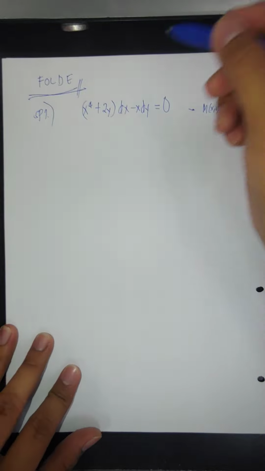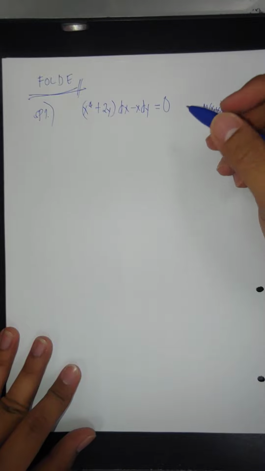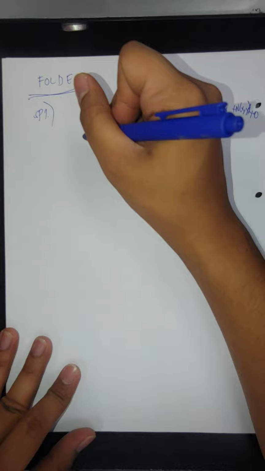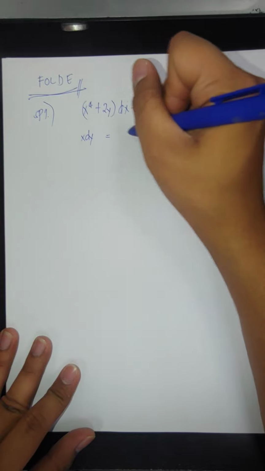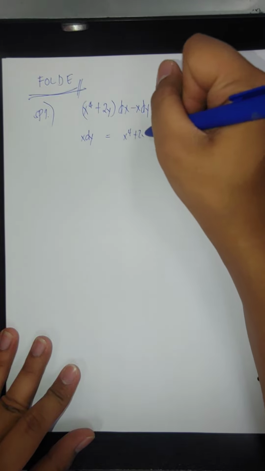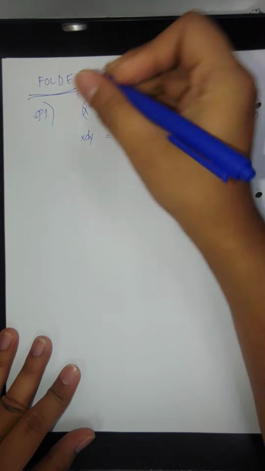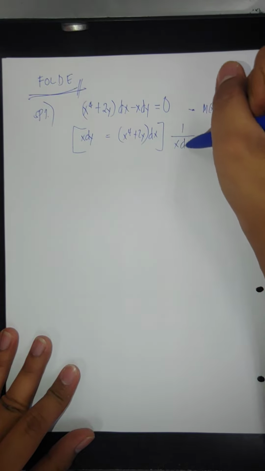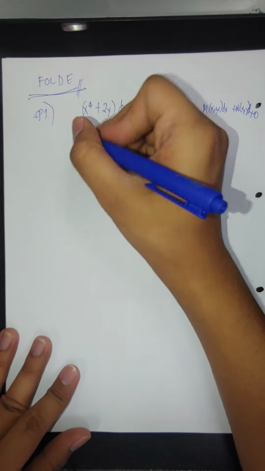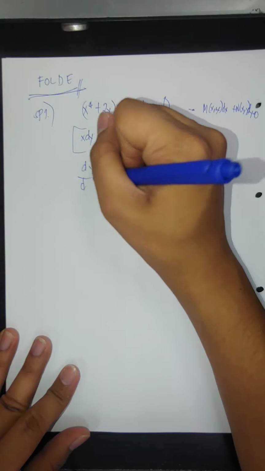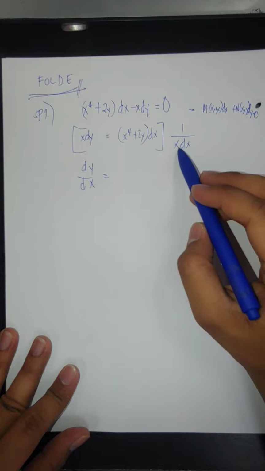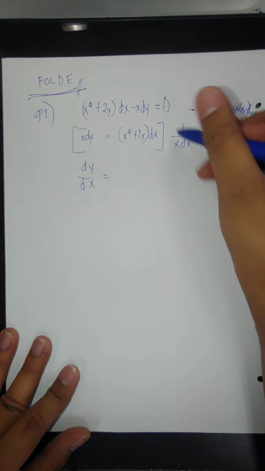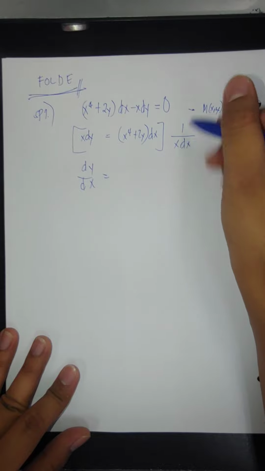So we will transform it into standard form. To transform it into standard form, let me rewrite it. This becomes x dy is equal to (x to the fourth plus 2y) dx. So multiply the whole equation by 1 over x dx to get the standard form. This becomes dy over dx, since 1 over x dx times x dy cancels x, and the remaining is dy over dx. Here dx cancels and x remains.